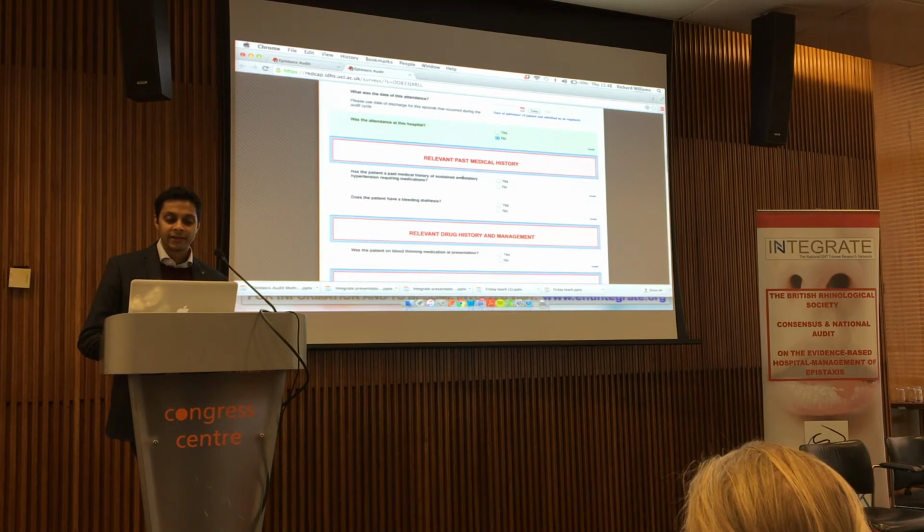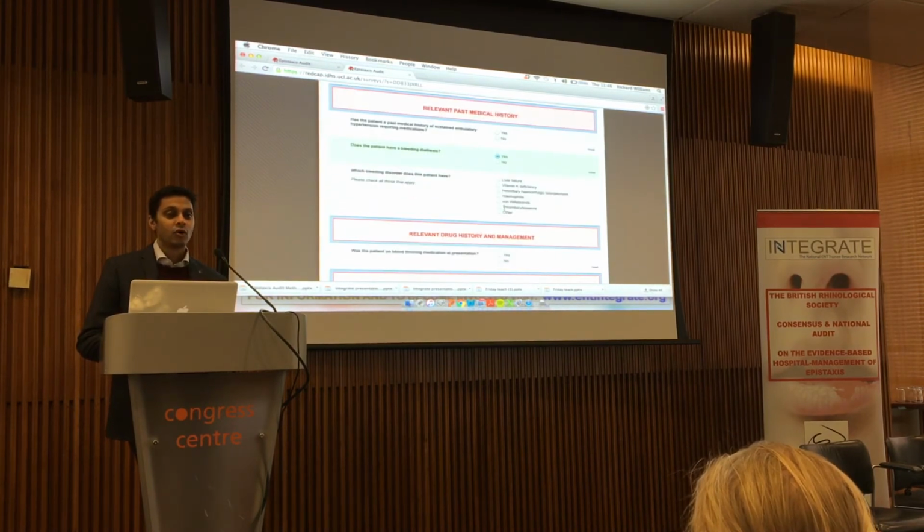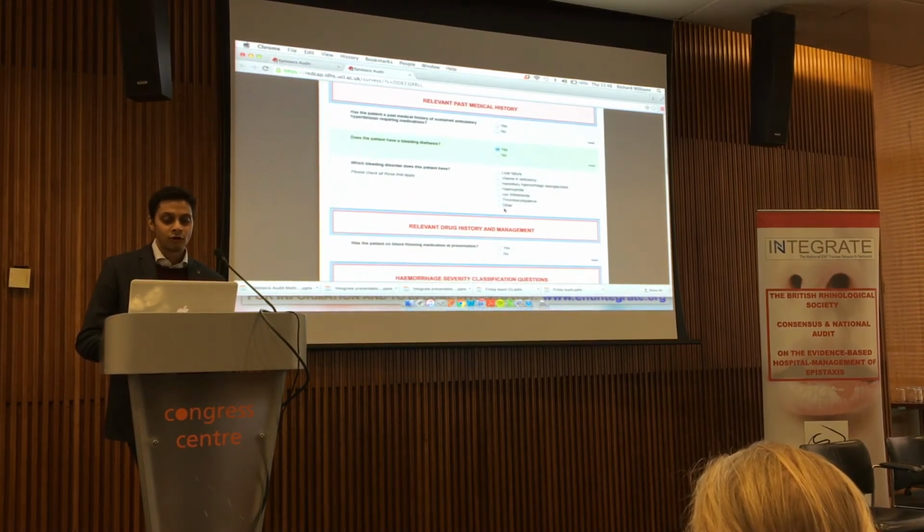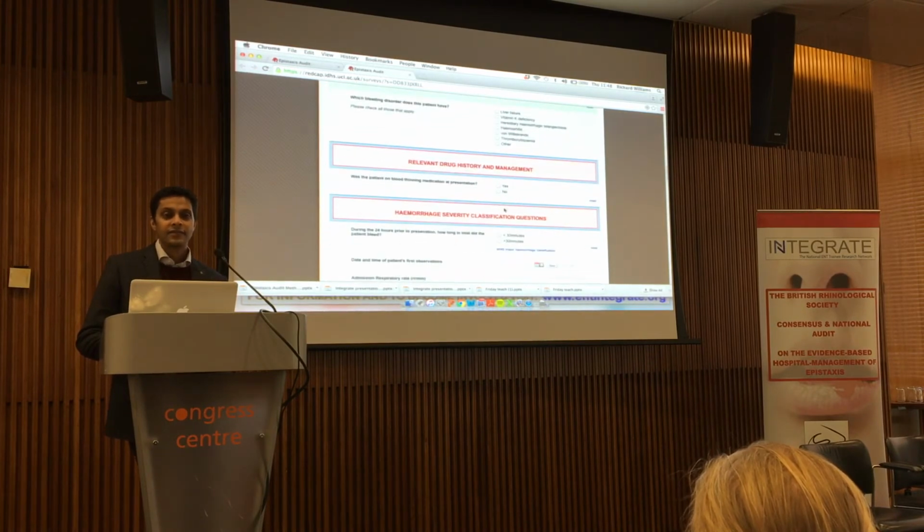Okay, and then the past medical history, we've shortened this down to just 2 very specific ones, which is high blood pressure and bleeding. And if the answer is yes to bleeding, then we put down some common bleeding problems that you can take 1 or all of. And then drug history, but we're looking more specifically at blood thinning medications, so we don't need to know about all of the medications, but the blood thinning ones.